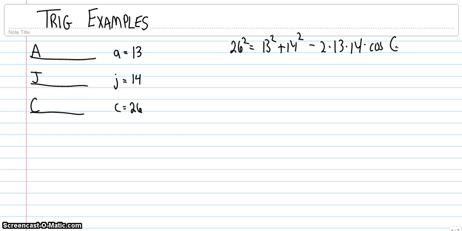Now I've done quite a few of these problems already with side, side, side, and then finding the angle. So I have a general idea of what I can do algebraically to get cosine of C by itself. I would be subtracting 13 squared, also subtracting 14 squared from both sides, and then I'm going to divide by the coefficient that's right in front of the cosine of C, and that's negative 2 times 13 times 14. In other words, cosine of C is c squared minus a squared minus j squared all over negative 2 times a times j.